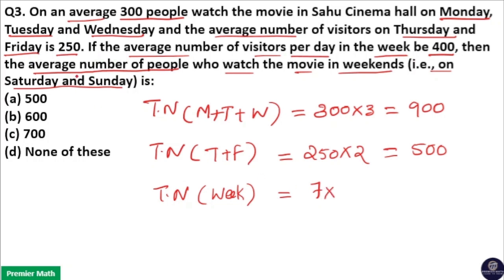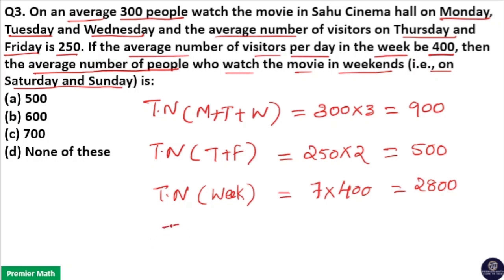7 into the average of the week, which is 400. So 7 into 400 is 2800. So there are 2800 people who watch movies in a week. That is, in 7 days there are 2800 people who watch the movie.